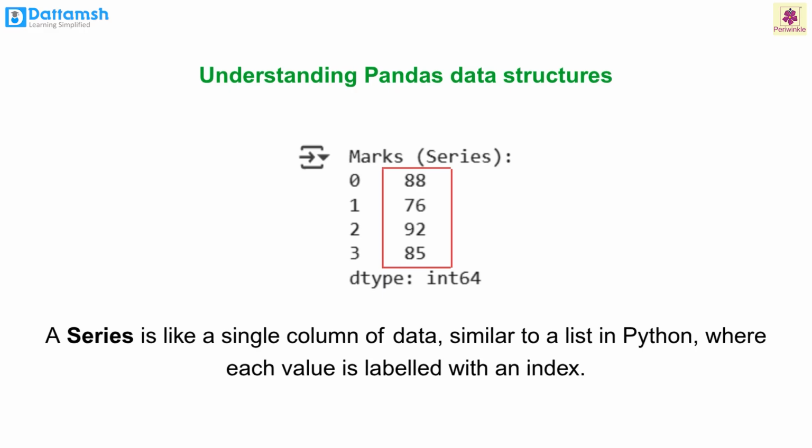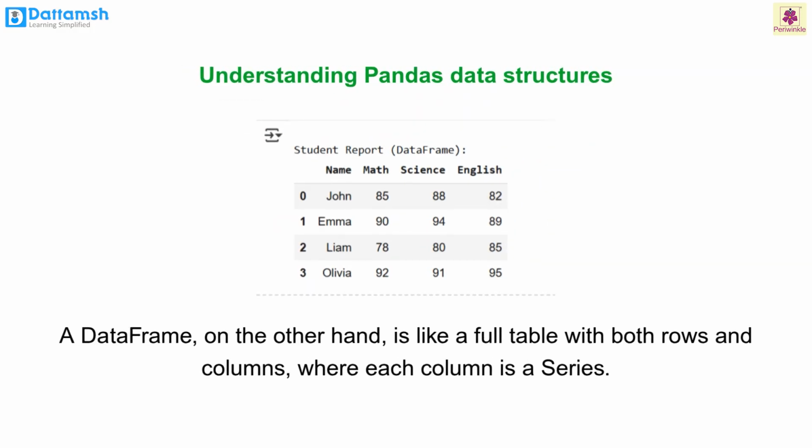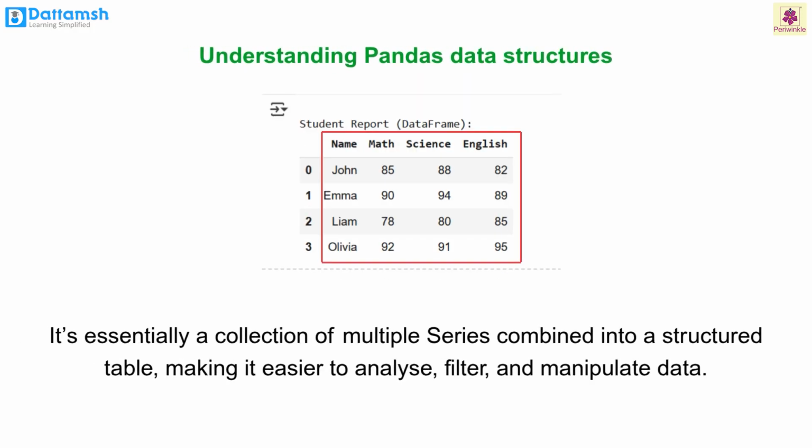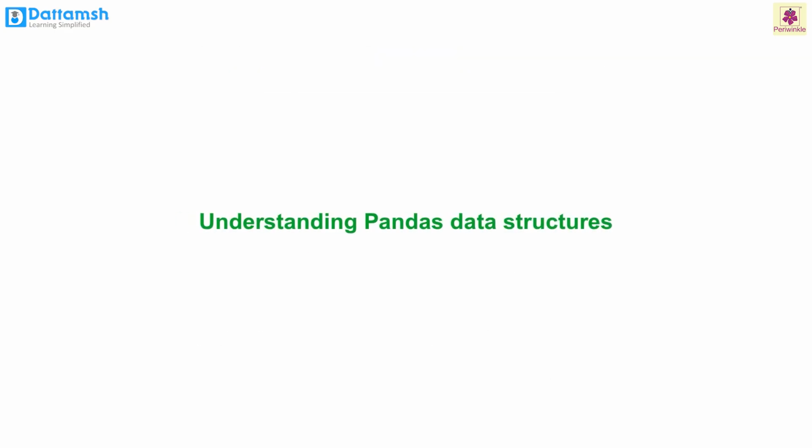A series is like a single column of data, similar to a list in Python, where each value is labeled with an index. A data frame, on the other hand, is like a full table with both rows and columns, where each column is a series. It's essentially a collection of multiple series combined into a structured table, making it easier to analyze, filter, and manipulate data. Understanding Pandas data structures.